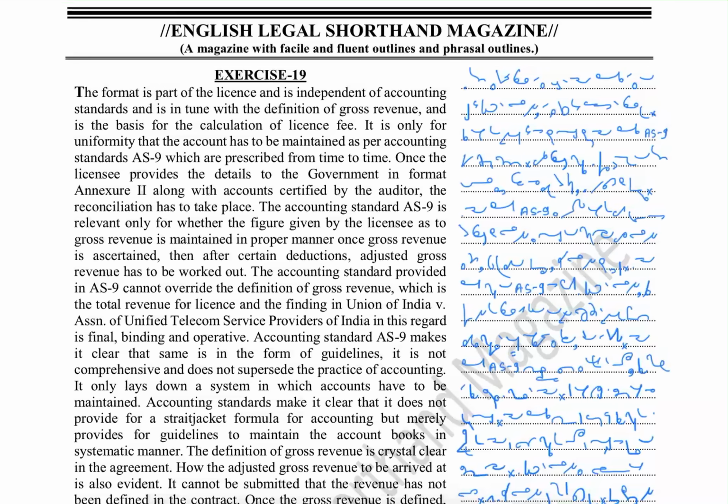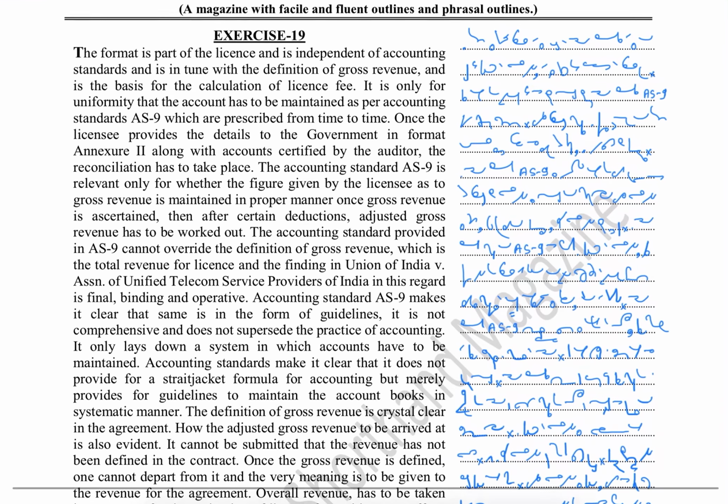The format is part of the license and is independent of accounting standards and is in tune with the definition of gross revenue and is the basis for the calculation of license fee. It is only for uniformity that the account has to be maintained as per accounting standards AS-9, which are prescribed from time to time. Once the licensee provides the details to the government in format annexure second along with accounts certified by the auditor, the reconciliation has to take place.